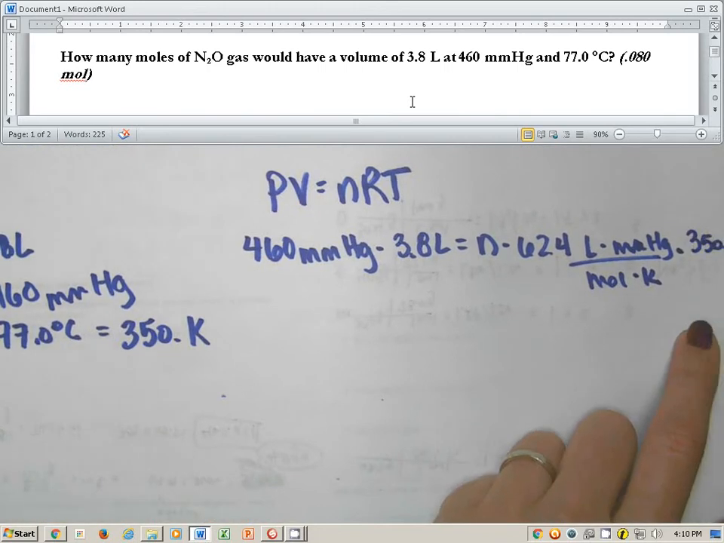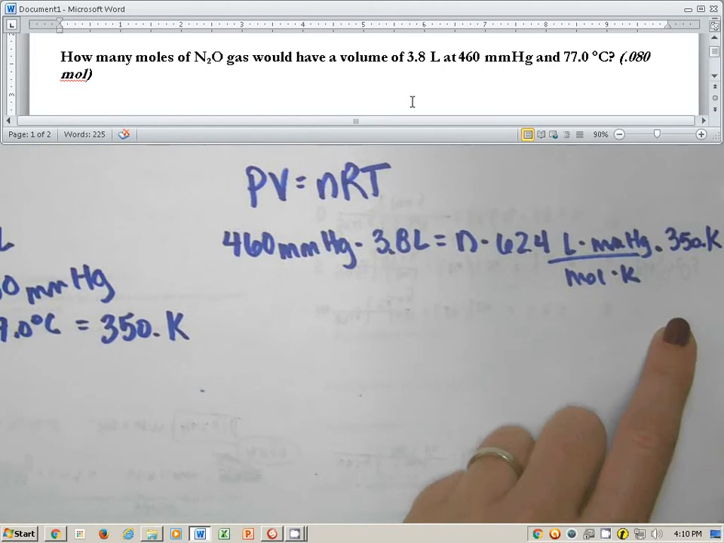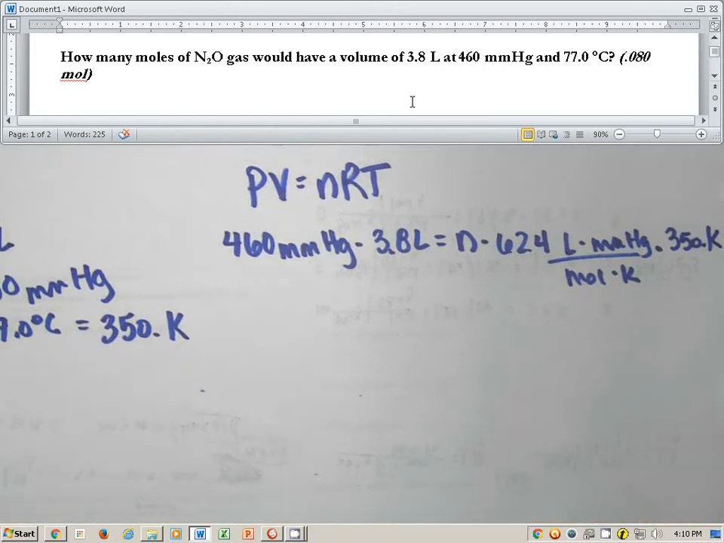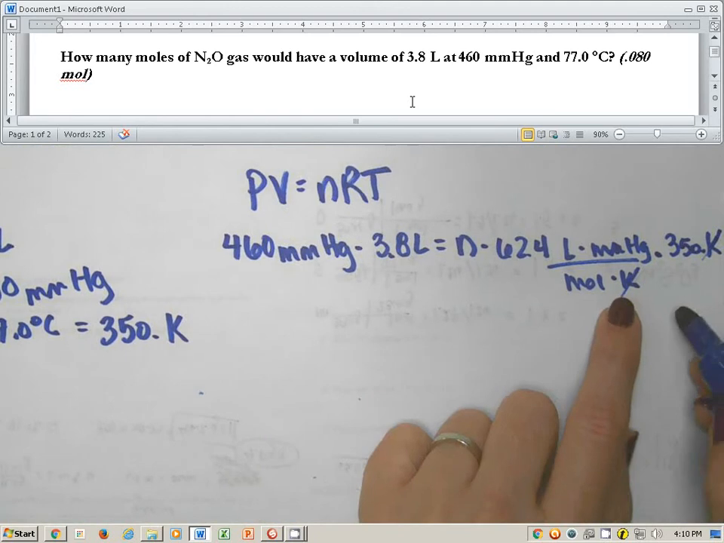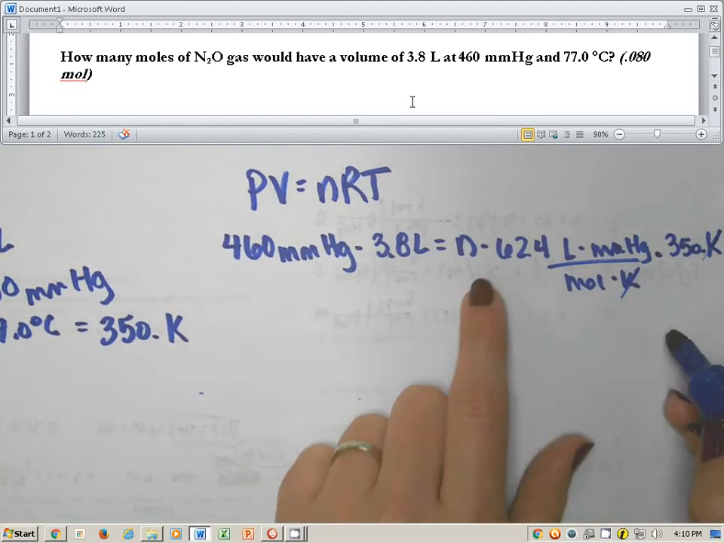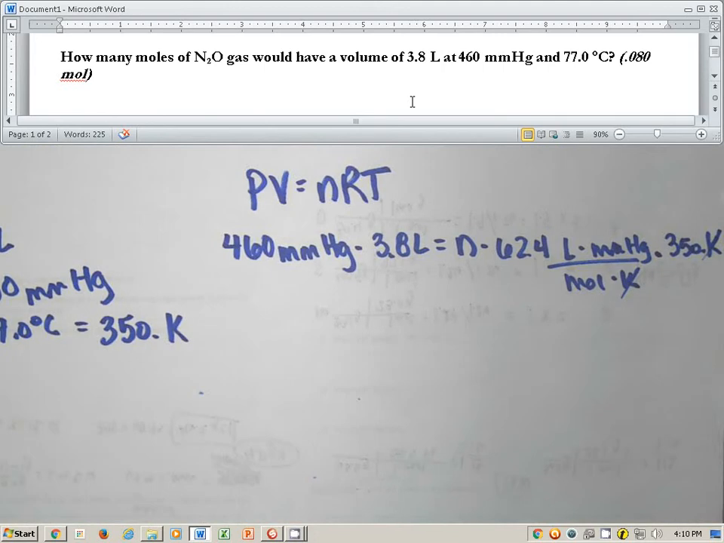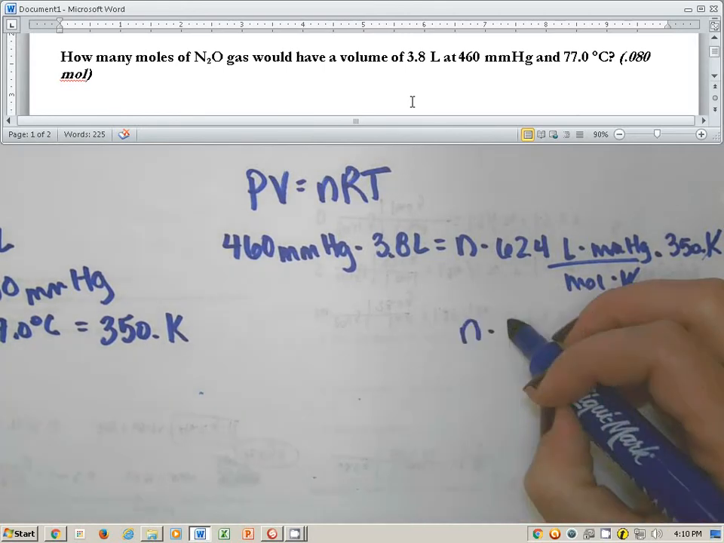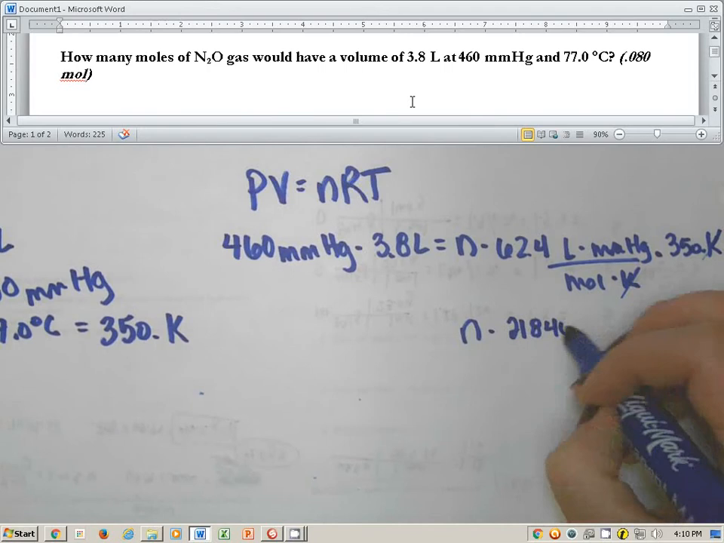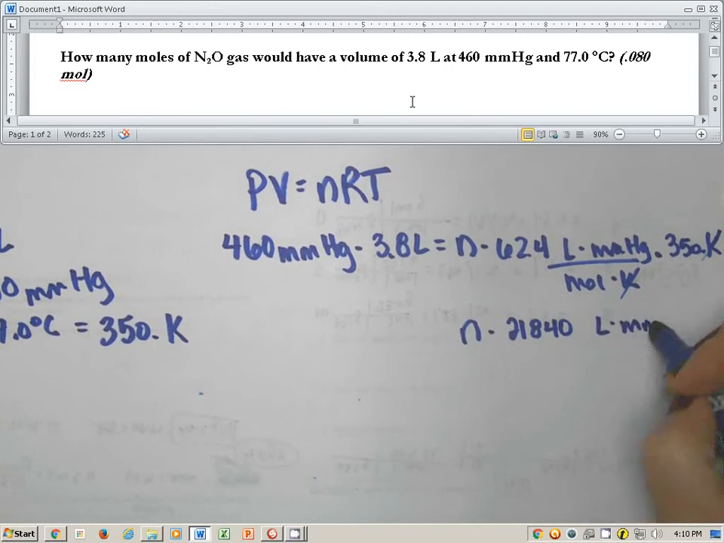Now, if you stop and think here for just a second, my Kelvins are going to cancel because I've got one in a numerator and one in a denominator, so they're going to go away. I'll work this out mathematically just so you can see it. I'm going to end up multiplying 62.4 times 350, and that will give me n times 21,840 liters times millimeters of mercury over moles at this point.